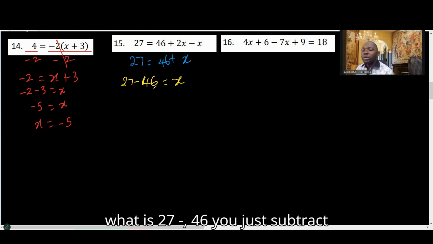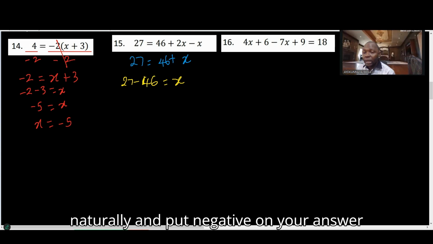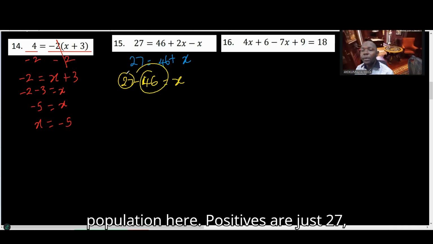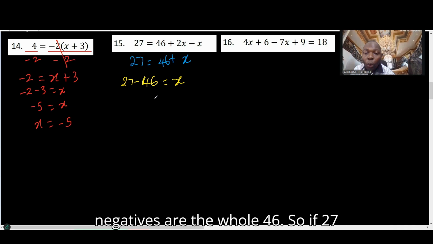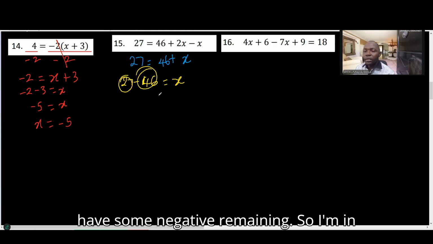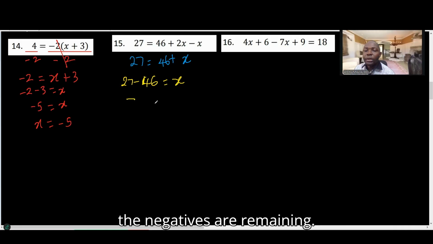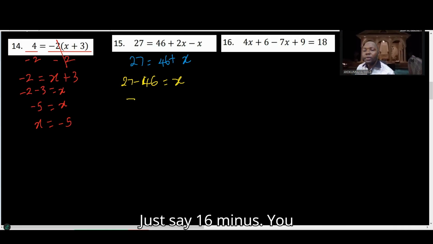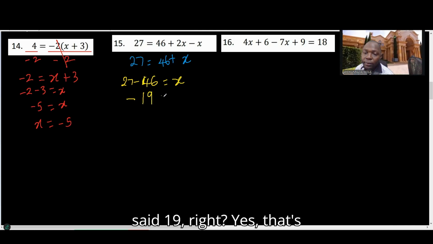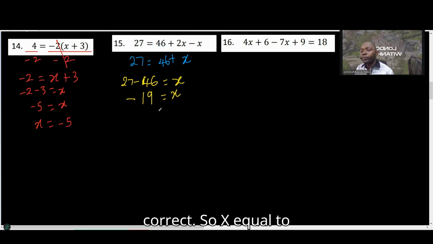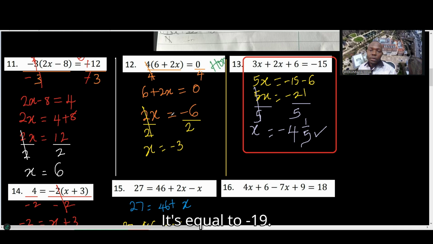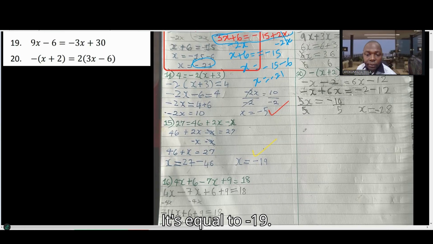So what is 27 minus 46? You just subtract naturally and put negative on your answer because the negative has the highest population here. Positives are just 27, negatives are the whole 46. So if 27 positive cancel 27 of the negative, we have some negative remaining. So how many negatives are remaining? 19. Yes, that's correct. So x equal to negative 19.